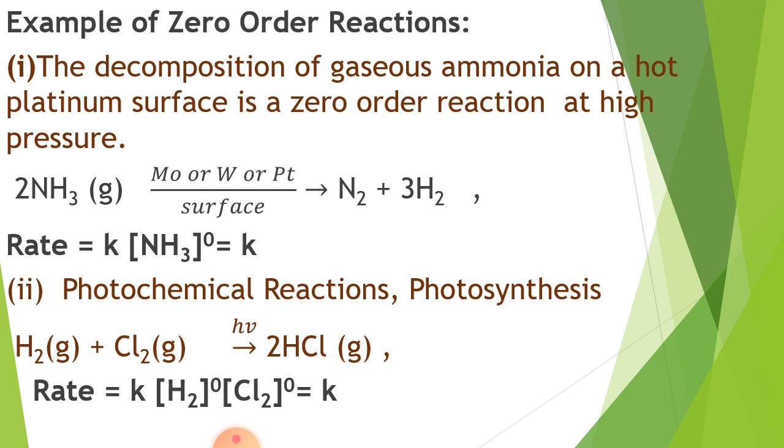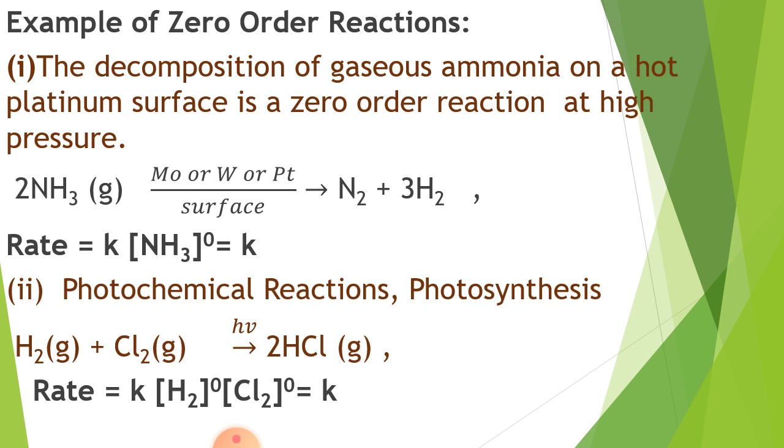Why does this happen? After some time, the whole surface of platinum or molybdenum is saturated by ammonia. After that, whatever amount of ammonia is passed, the rate does not depend upon the concentration of ammonia. So that's why the rate for this reaction does not depend upon the concentration of ammonia.